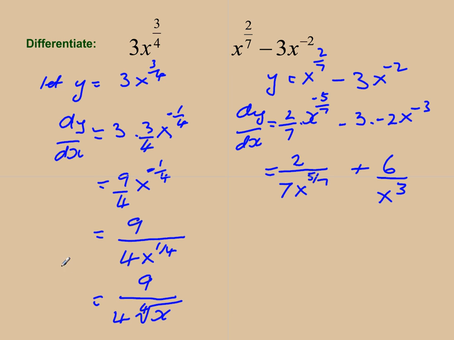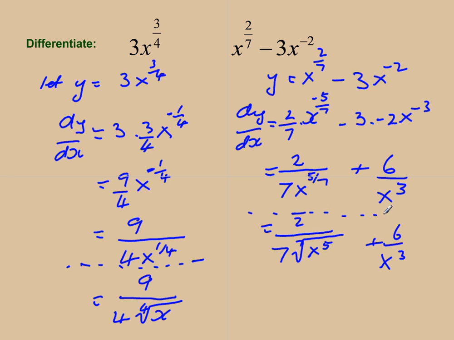So like before, we could have stopped this previous one at that point there. If you wanted to write this in surd notation, you could have then 2/7 into the 7th root of x to the 5 plus 6 over x cubed. But unless told otherwise, it'd be quite sufficient to stop at that point.